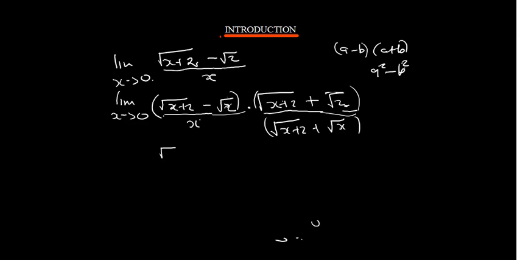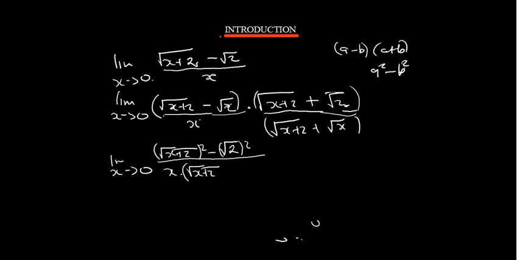So say root of x plus 2, we square that, then minus 2, we square that, then over x, and we have the limit as x approaches 0 of our function. Then this one you multiply times that, so it will give you root of x plus 2 plus root 2 like that. Not the one that was deleted, so it's 2 there.